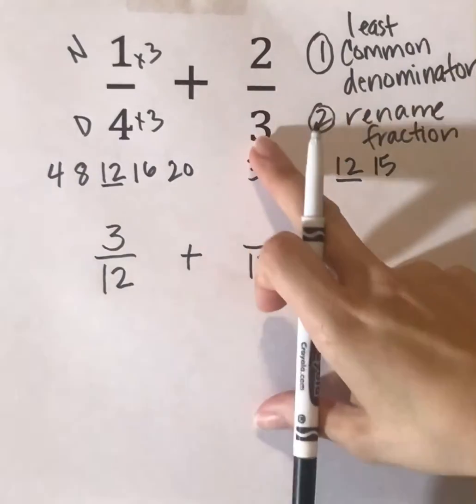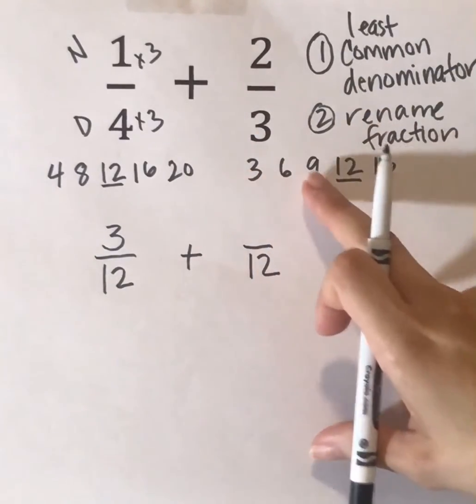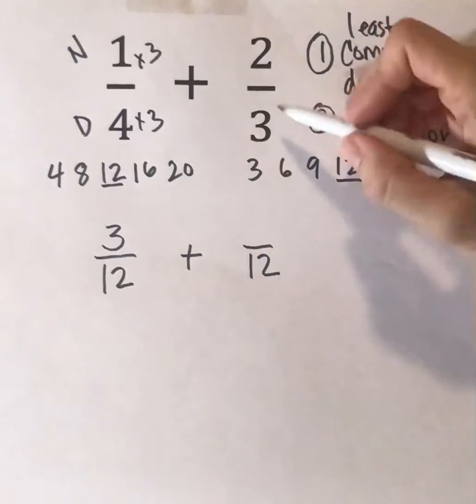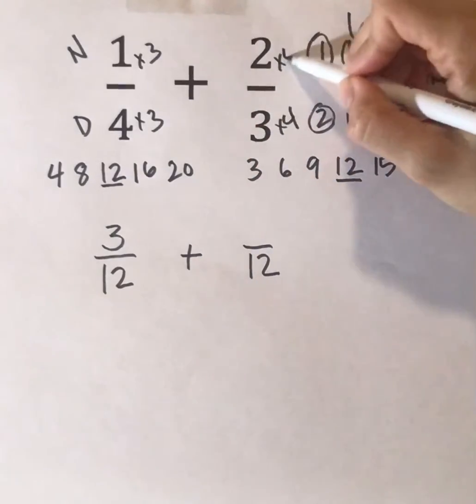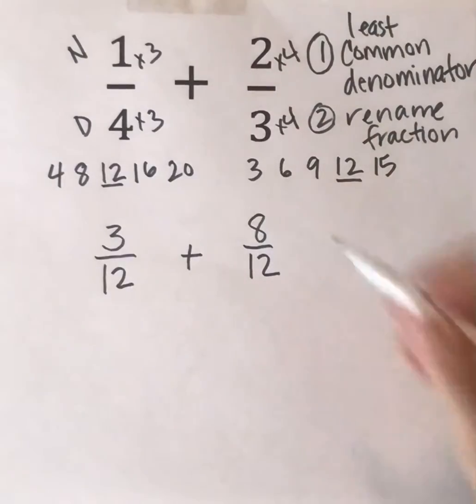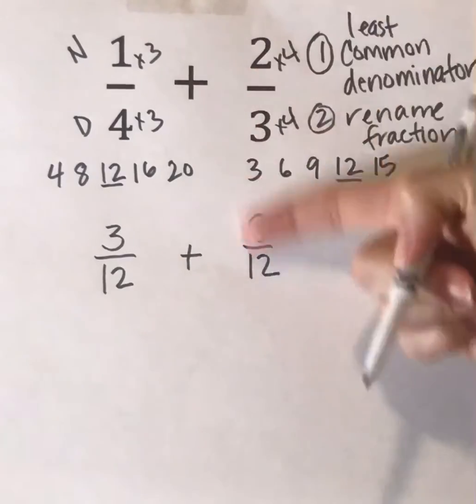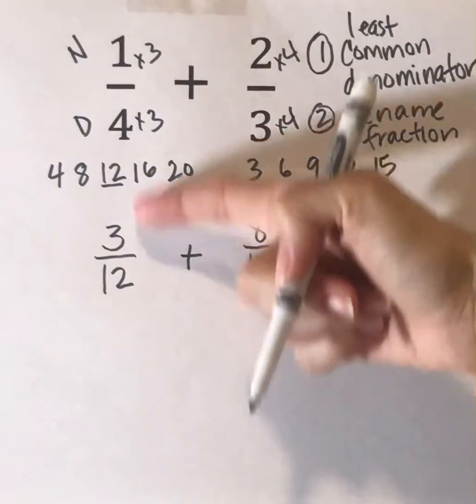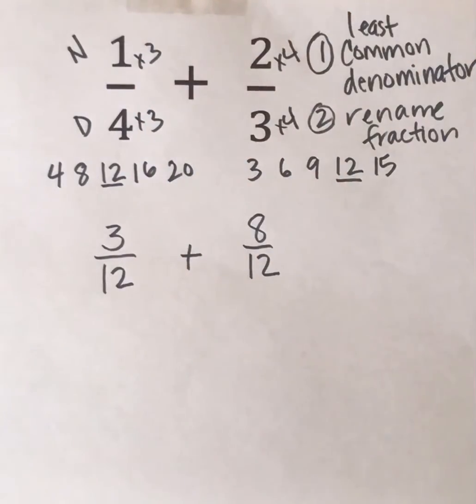Next, same thing with the 3. As you can see, 1, 2, 3, 4. So 3 times 4 gives me 12. What I do to the bottom, I always have to do to the top. So this becomes an 8. Now I've renamed these fractions as their equivalent fractions.